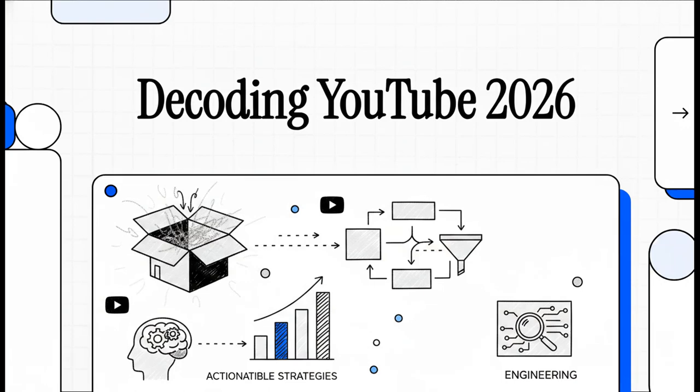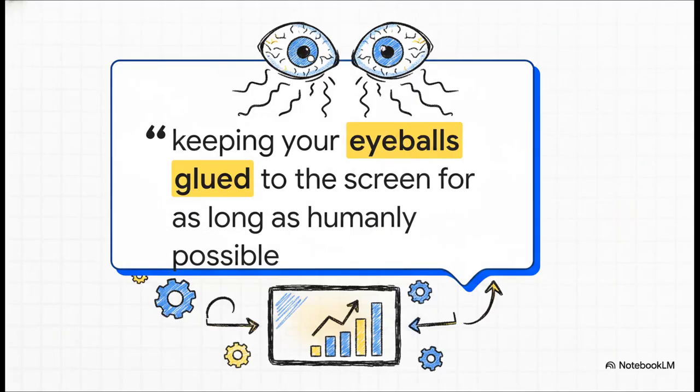Today, we are prying open the black box of YouTube's algorithm. We're going to take its incredibly complex underlying deep learning architecture and translate it into real actionable strategies. So, if you've ever found yourself wondering how to actually work the YouTube algorithm to your advantage, well, you are definitely in the right place. We're skipping the basic advice today and looking straight at the actual engineering that drives the platform right now in 2026.